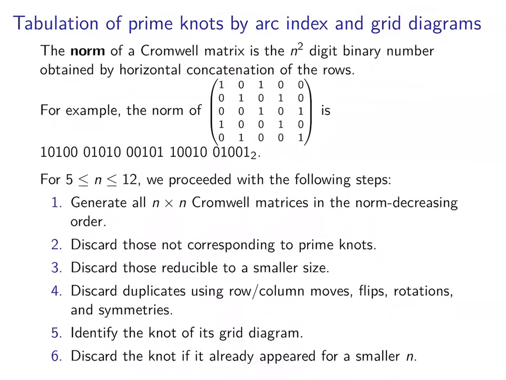So basically we generated chromal diagrams, all chromal diagrams, and to avoid duplicates, we used a norm. The norm of a chromal matrix, an n by n matrix, is the n squared digit binary number, which is the concatenation of row vectors.